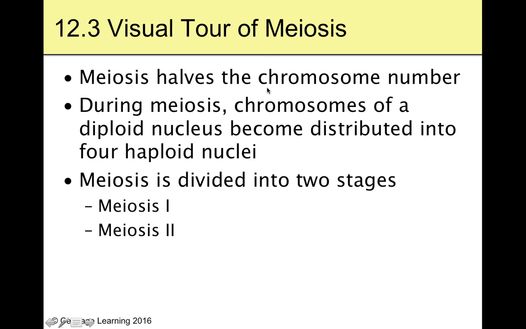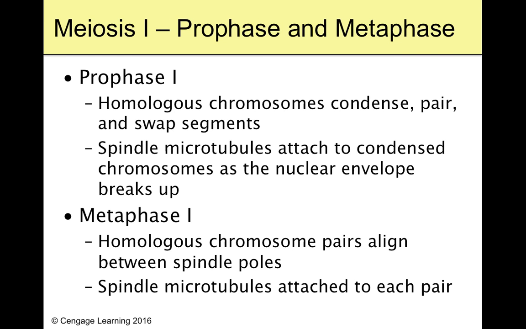Meiosis cuts our chromosome numbers in half. We've already said that. Chromosomes of a diploid nucleus become distributed to 4 haploid nuclei. We've already covered that. It's in 2 stages, 1 and 2. We've already covered that. Let's jump right into it. Prophase 1.